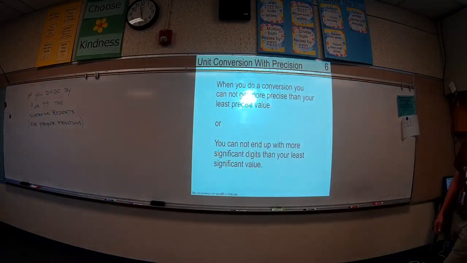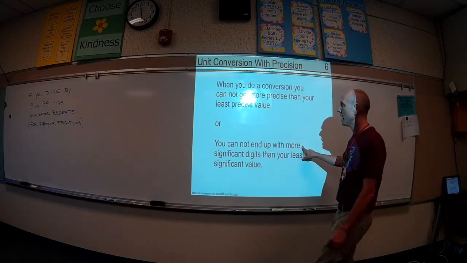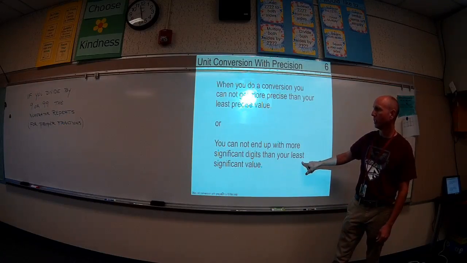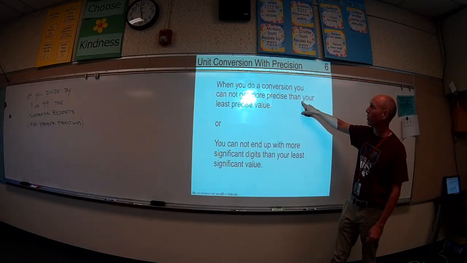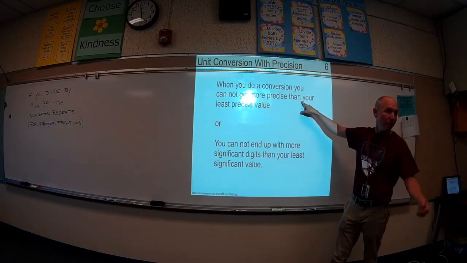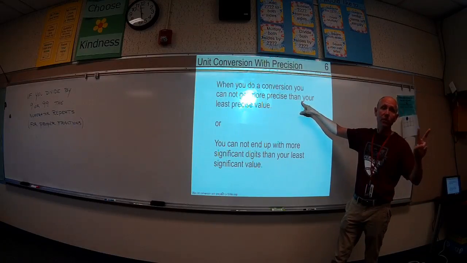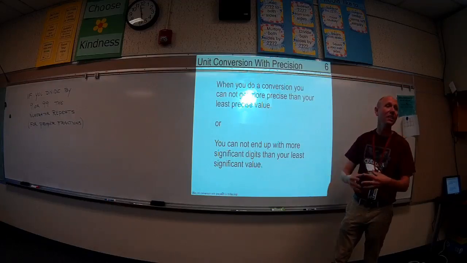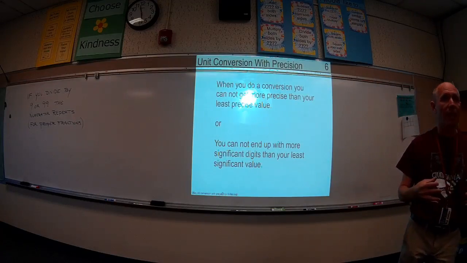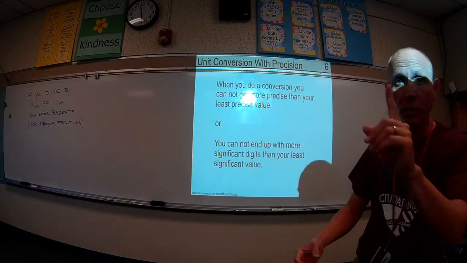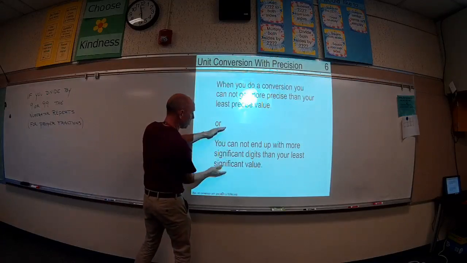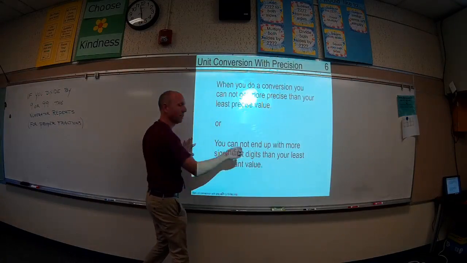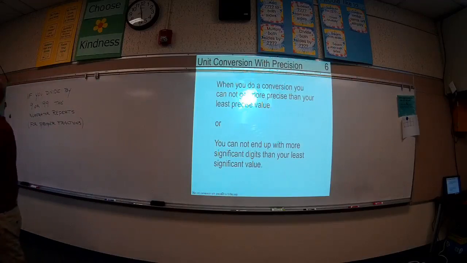All right, so in your notes, this is the big thing for today. You cannot end up with more significant digits than your least significant value. Or up here, when you do a conversion, you cannot get more precise than your least precise value. If you've got 2 sig figs, your final answer should have 2 sig figs. You can't suddenly get more precise as you do a conversion. If my ruler is only good to 1 decimal place, my answer can only be good to 1 decimal place. So in your notes, I want this much, just this chunk right here. That one sentence in your notes, and I will take attendance. And you will sit there and take notes.